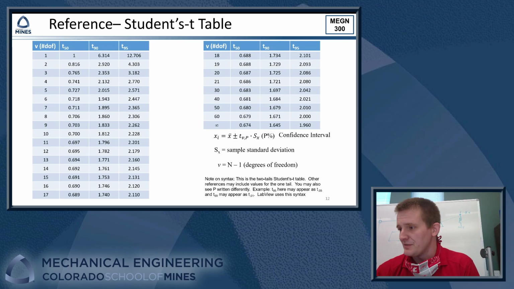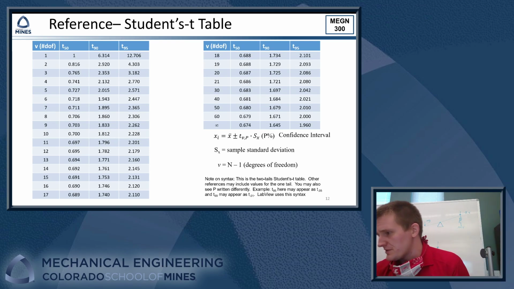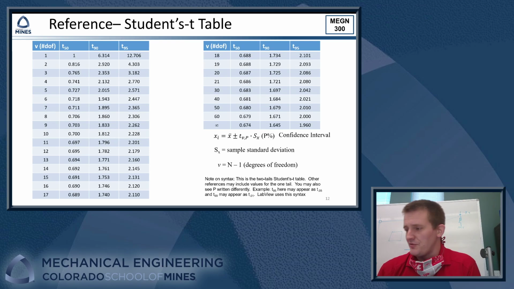All right, I've included this as a reference. Download the slides here. This is a student's t-table with more degrees of freedom lines on it. And there's a couple of notes. We've given you your confidence interval formula and sample standard deviation, with a reference of what those variables mean. And then a couple of notes on syntax.